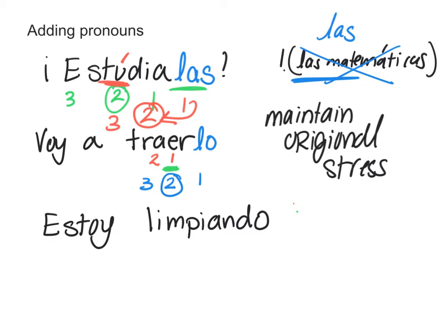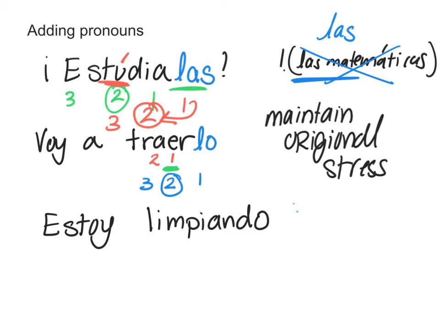And that's where we wanted it before. Our stress was there before also. So this actually follows the rule. It's fine because our stress is here. Our stress should be here according to our rule. So that's a fine word. Doesn't need an accent mark.